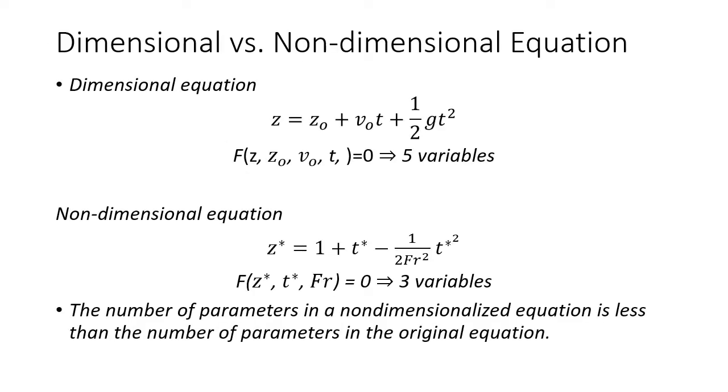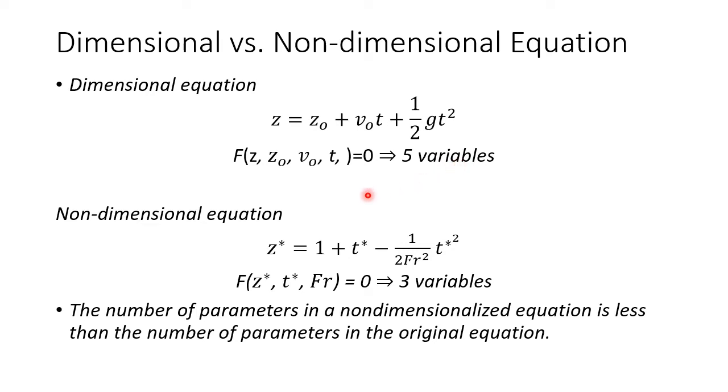When I compare the dimensional equation and non-dimensional equation of that problem, so whatever problem we had discussed, we had derived considering the dimensional equation, and we also got a non-dimensional expression for the same problem. The dimensional equation was z is equal to z naught plus v naught t plus half g t square, wherein we have 5 parameters. It is a function of 5 parameters.